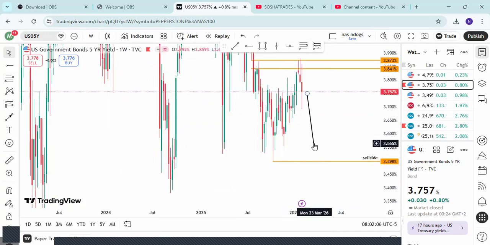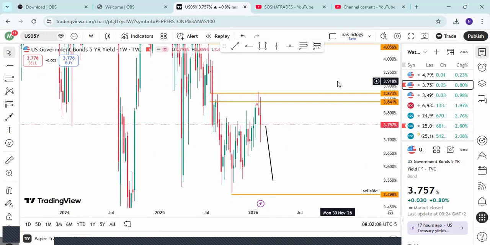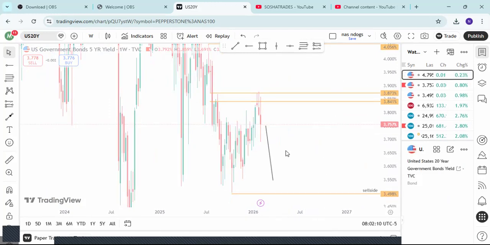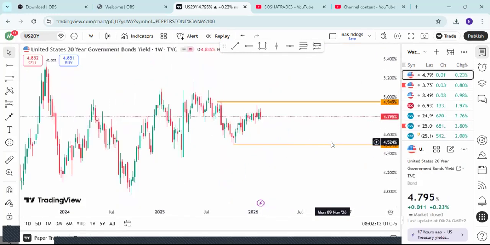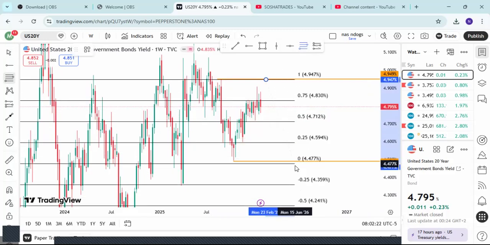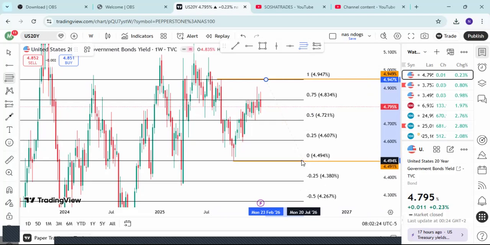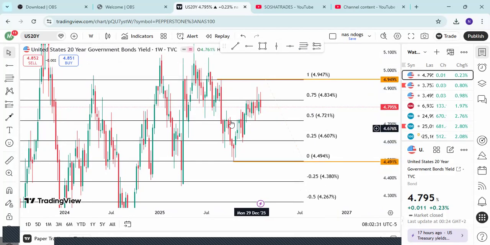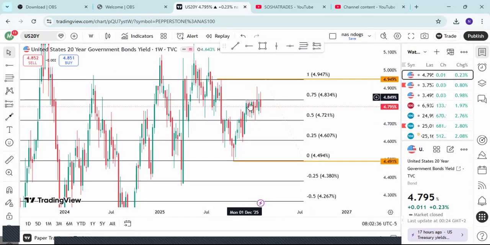So if this wants to do this, then Nasdaq will go up. Also here, this is the range that we're in. If we put the fib here and go down with it, this is the Y20. You can see we're above 50%, into about the sweet spot, 62 to 75%.